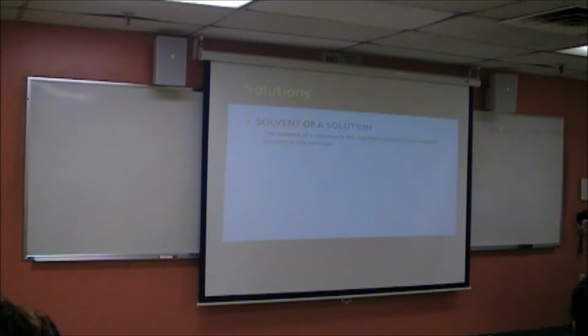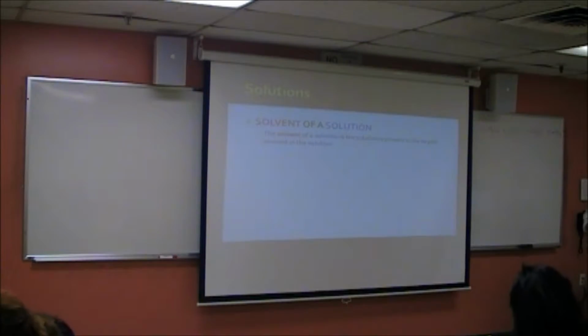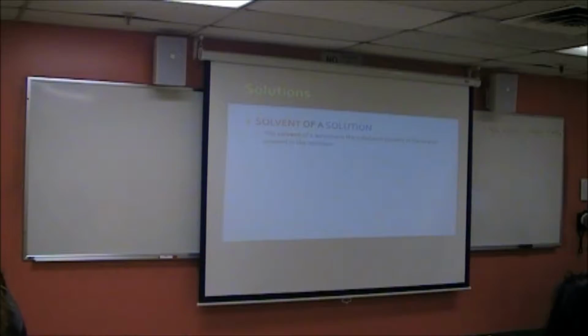Now, the solvent of a solution. We need to know what's going on. Your solvent is simply, whichever is in the largest amount in your solution. So let's take salt water for example. You have 8 ounces of water and 2 tablespoons of salt. Which one is your solvent? Water. Water is your solvent because it's in the largest amount.